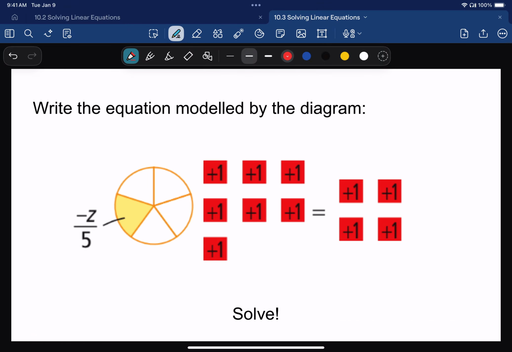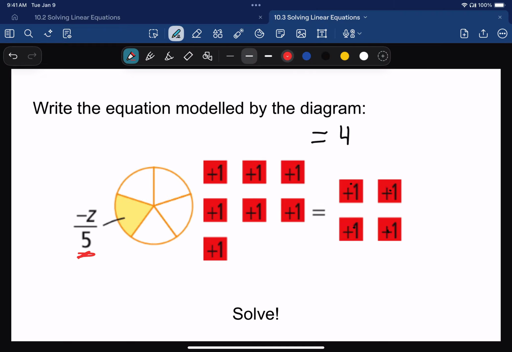Here we go. So let's write out this equation. So we're going to start with the equal sign. Okay, this side, there is 1, 2, 3, 4. That's nice and easy. I always like to start with the easy sides. So 4 there. On this side, we have a fraction over here, and they're telling us that this is negative z over 5.